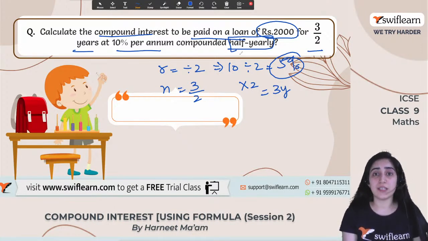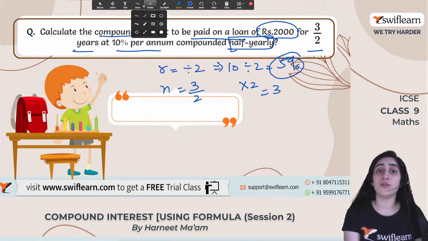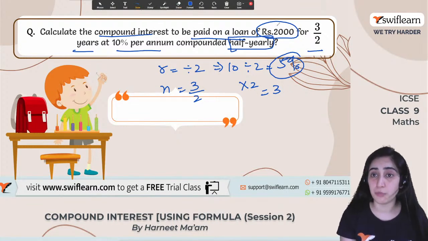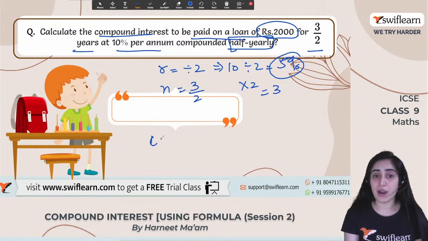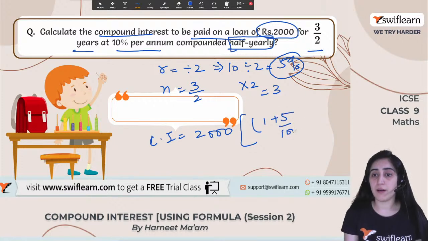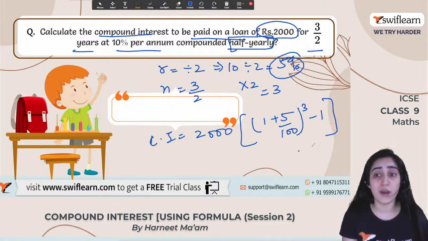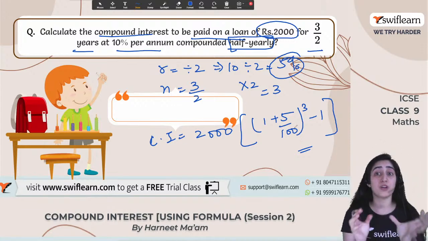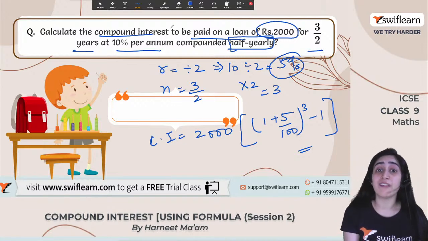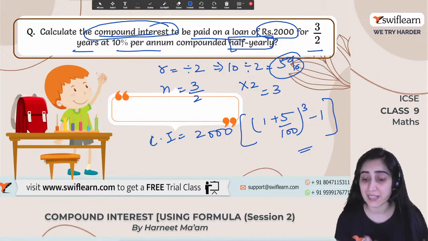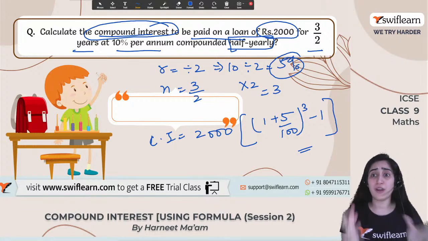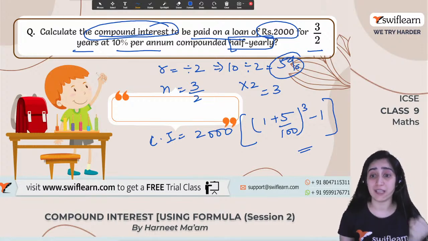Now you know N, you know R, you know what is the loan, the principal amount that is taken. I hope now you can solve it. So the compound interest we need to calculate will be 2,000 bracket 1 plus 5 by 100 to the power of 3 minus 1. This is the formula that we will use because we don't need to find the amount, but they are telling us to calculate the compound interest. So that is a short method, the short formula that we have started. I hope now you have understood and you can solve it and you'll get the answers.